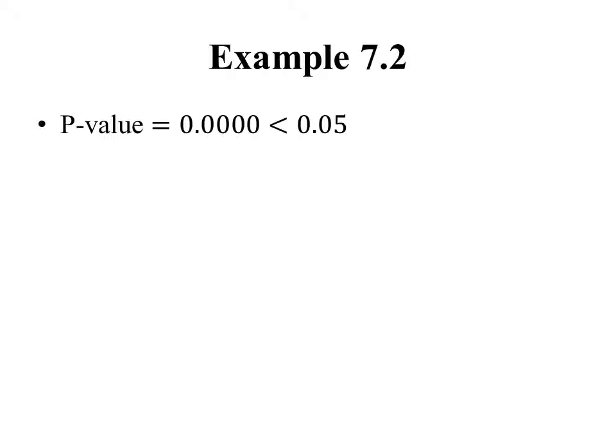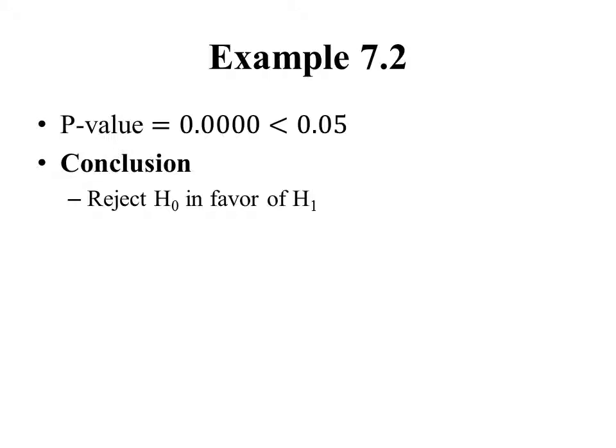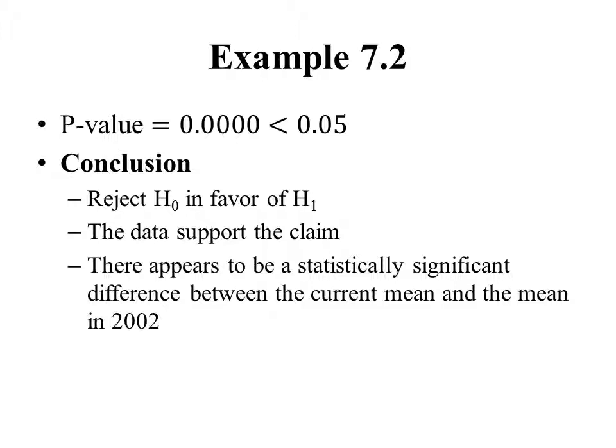So we interpret that p-value in the same way as our other tests. Compare that number to 0.05. In this case our p-value is much less than 0.05, so our conclusion is to reject the null hypothesis in favor of the alternative. And so we would say that our data support the claim. Or stated another way, there appears to be a statistically significant difference between the current mean and the mean in 2002, which was a mean of 203.